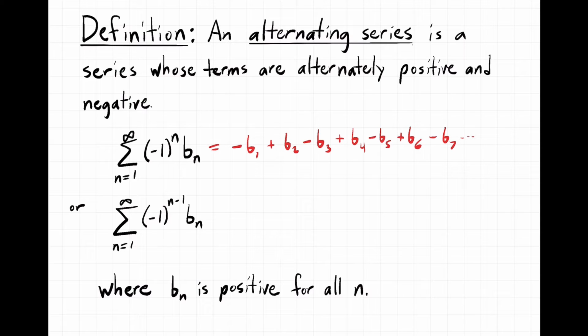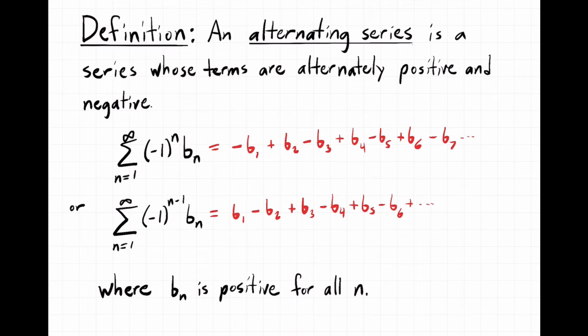Or you could start with a positive term instead, and the way to represent that would be to take (-1)^(n-1), and that will simply swap which terms are positive and which terms are negative. If n starts at 1, then n minus 1 is 0, so (-1)^0 is positive 1. That'll be positive b_1, minus b_2, plus b_3, minus b_4, plus b_5, minus b_6, plus, etc.